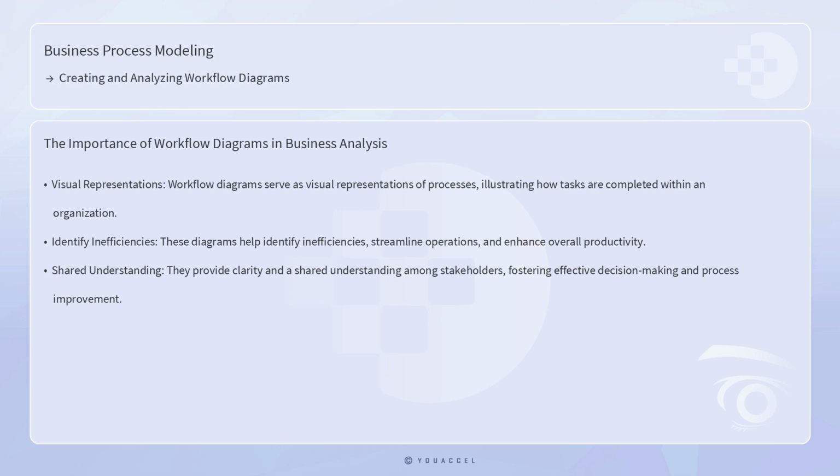Workflow diagrams serve as visual representations of processes, illustrating how tasks are completed within an organization. These diagrams help identify inefficiencies, streamline operations, and enhance overall productivity. In essence, they provide clarity and a shared understanding among stakeholders, fostering effective decision-making and process improvement.